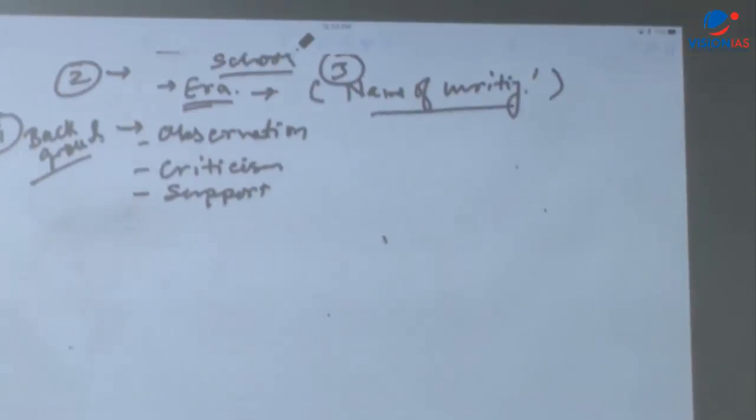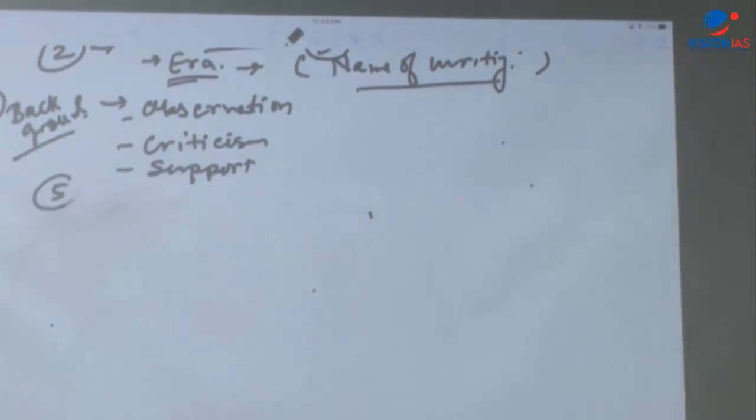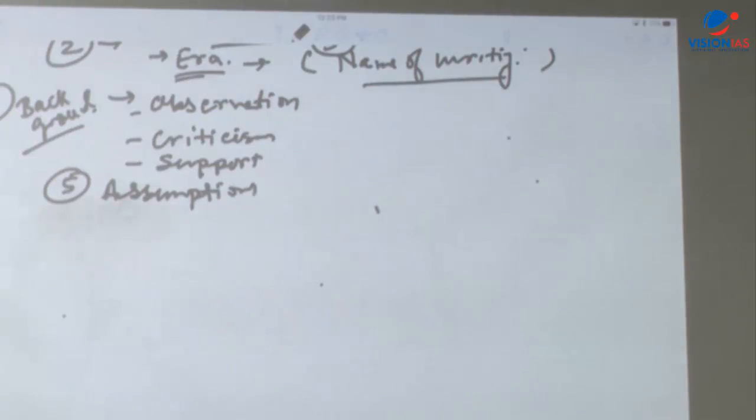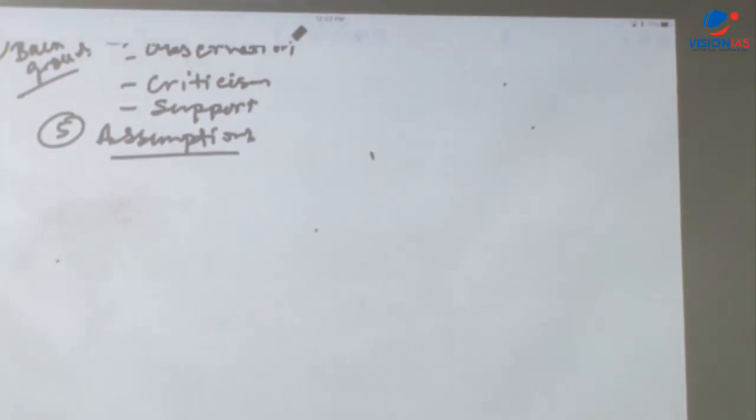So support, and then you come to the next set. After your background, which is the scholar, school and all that, then era, name of writing, background, then the fifth is your assumption, right? That what set of assumptions have been made, right? After this, what do we have? After assumption in the content, I'm just helping you organize your content. After that, we'll get into the question approach, right?